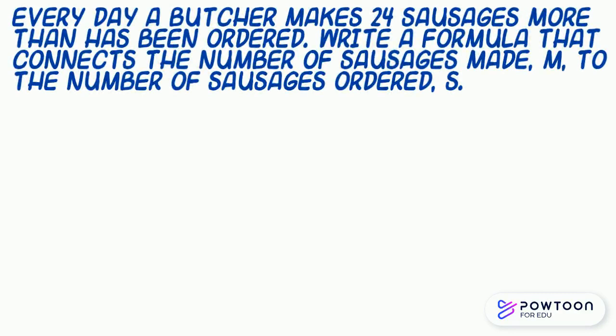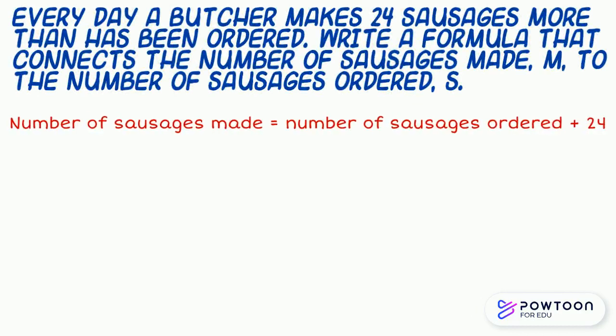We're now looking at the same information, but we're going to write a formula in terms of the number of sausages made with the letter M and the number of sausages ordered with the letter S. So number of sausages made is equal to number of sausages ordered plus 24. We know that much. Now we just need to replace the words with the actual letters that we're using. So number of sausages made is going to be represented by the letter M, and then number of sausages ordered is the letter S. So we're going to say M equals S plus 24.